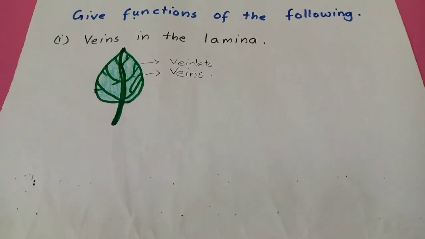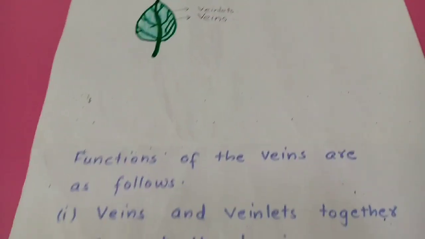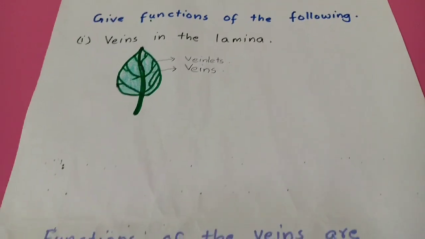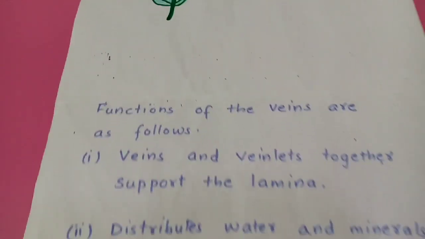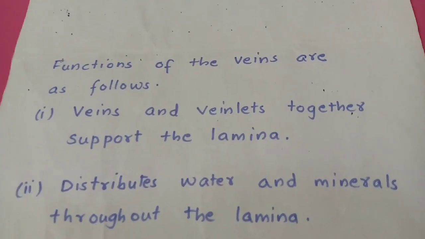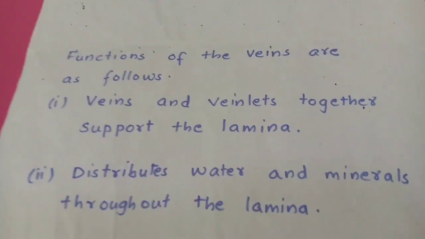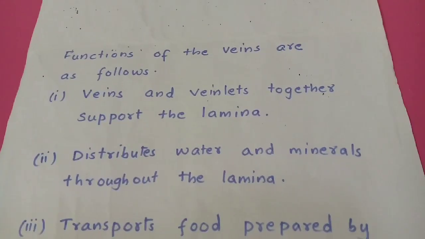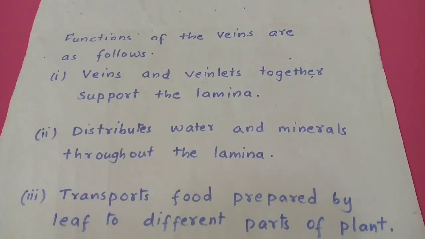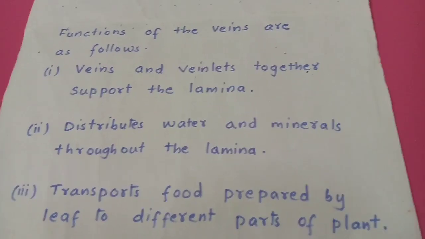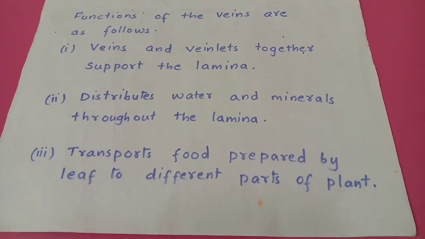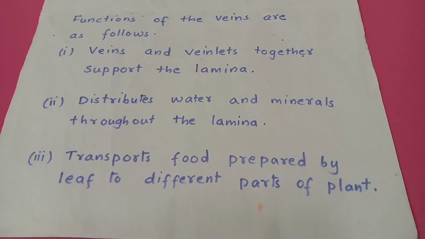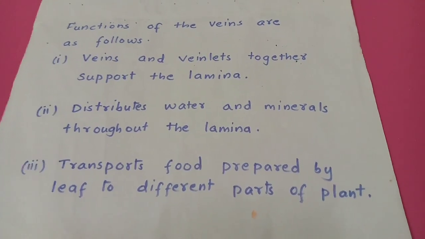First one, veins in the lamina. Now I am uploading that, veins in the lamina. You know the veins and veinlets. We'll see the functions one by one. So functions of the veins are as follows. First, veins and veinlets together support the lamina. Second, distributes water and minerals throughout the lamina. And the third, transport food prepared by leaf to different parts of plant.